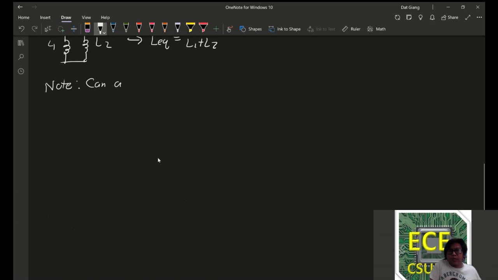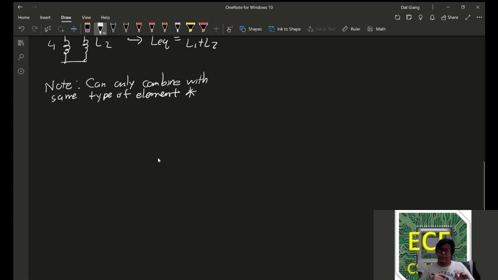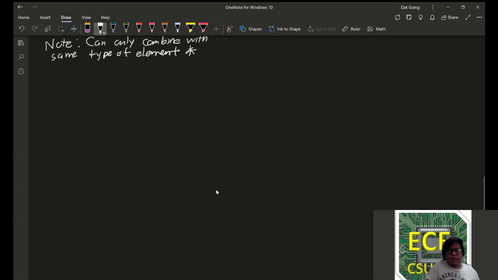So, you can only combine with the same type of element. And I have to put an asterisk next to it because we will actually violate this rule later on. So first, if you had a resistor, a capacitor, and maybe an inductor, you can combine none of them.